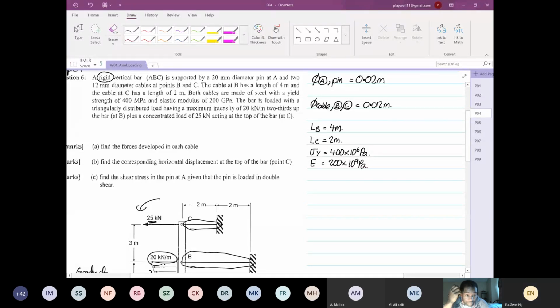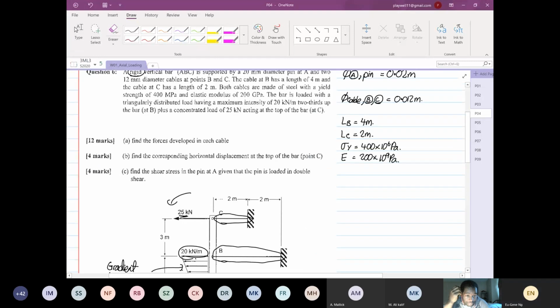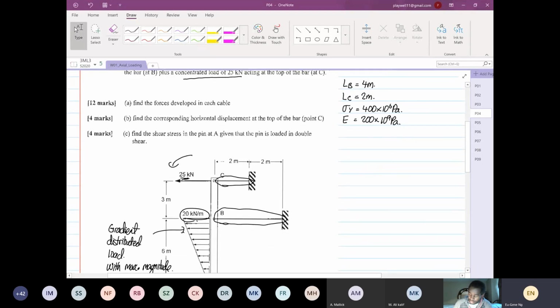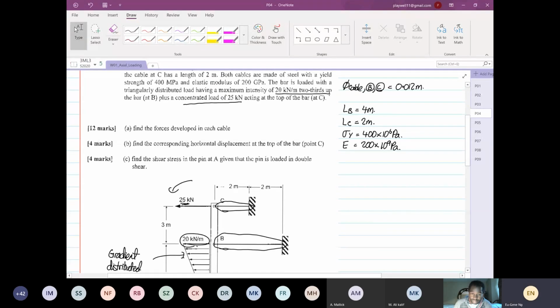So the question is asking us, okay, about the concentrated load of 25 kilonewton, and then you have a distributed load of 20, as you can see down here. The question asks us to find the forces on each cable. And then we are also going to find the corresponding horizontal displacement at the top of the bar at point C.